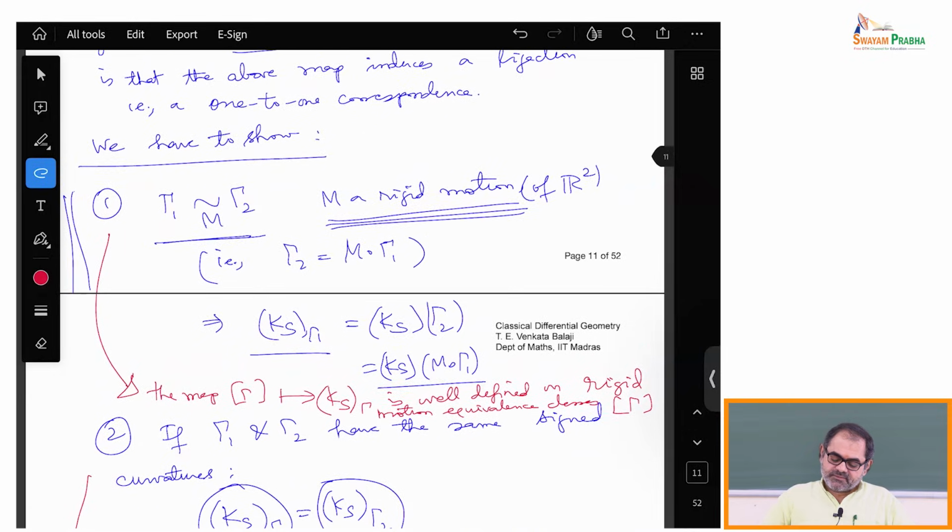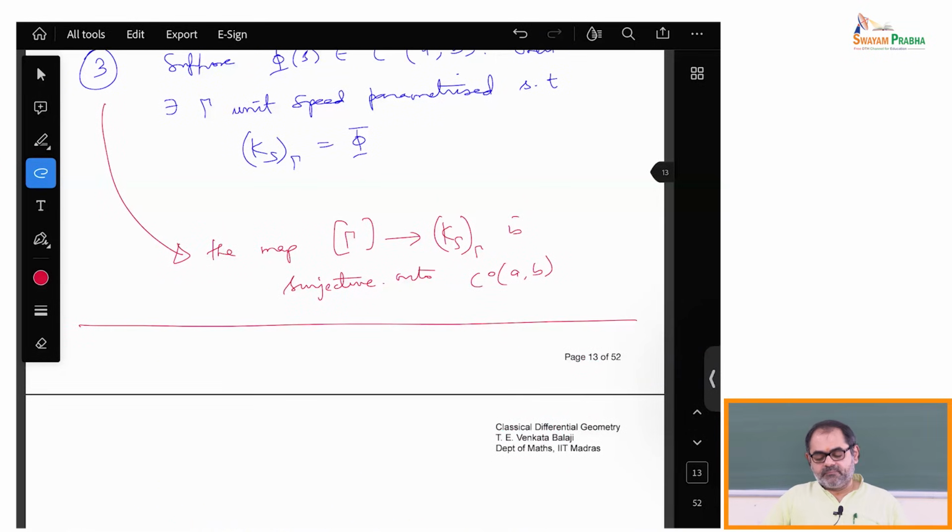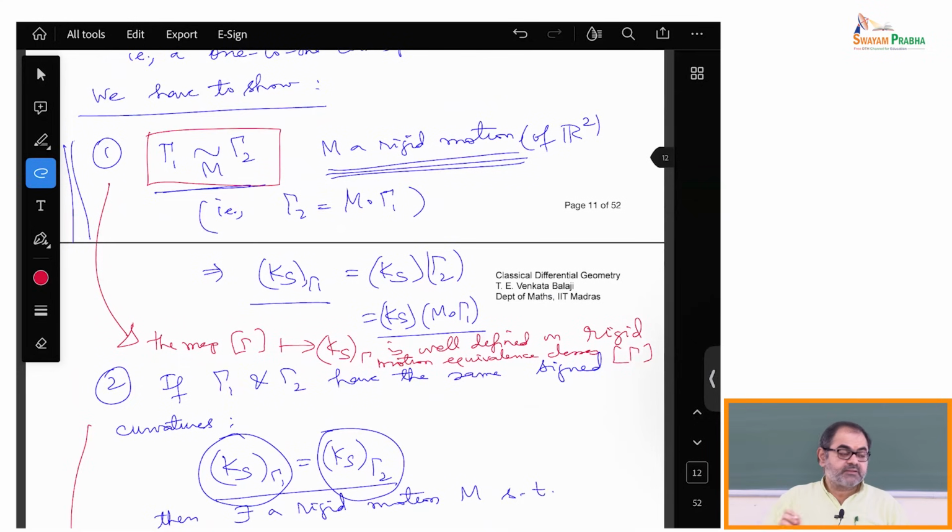In order to proceed, you need to know how rigid motions in R2 look like. The first statement that we are trying to prove is that if two curves are rigid motion equivalent, then their signed curvatures are the same. So you must understand what the rigid motions of R2 are. And the fact is that any rigid motion of R2 can be broken down into a translation and a rotation about the origin.